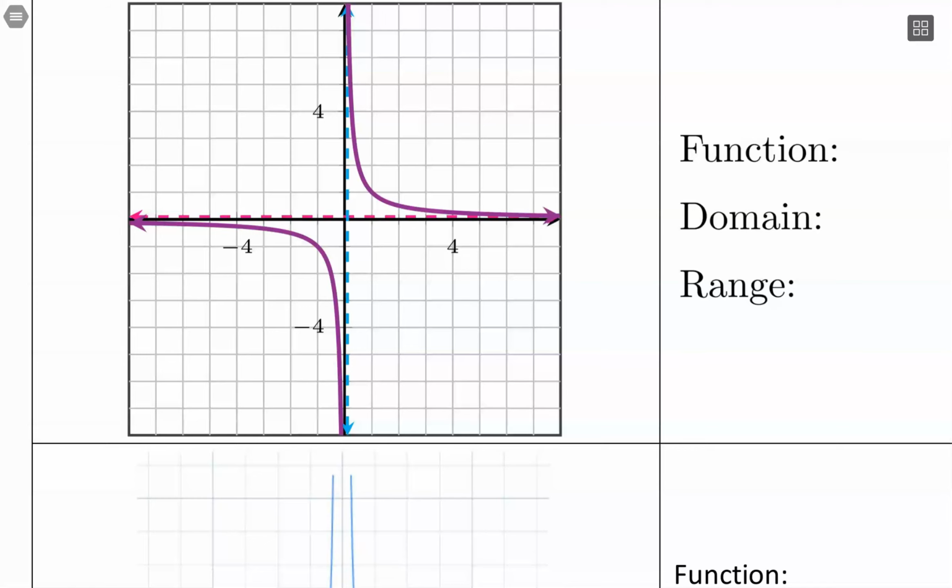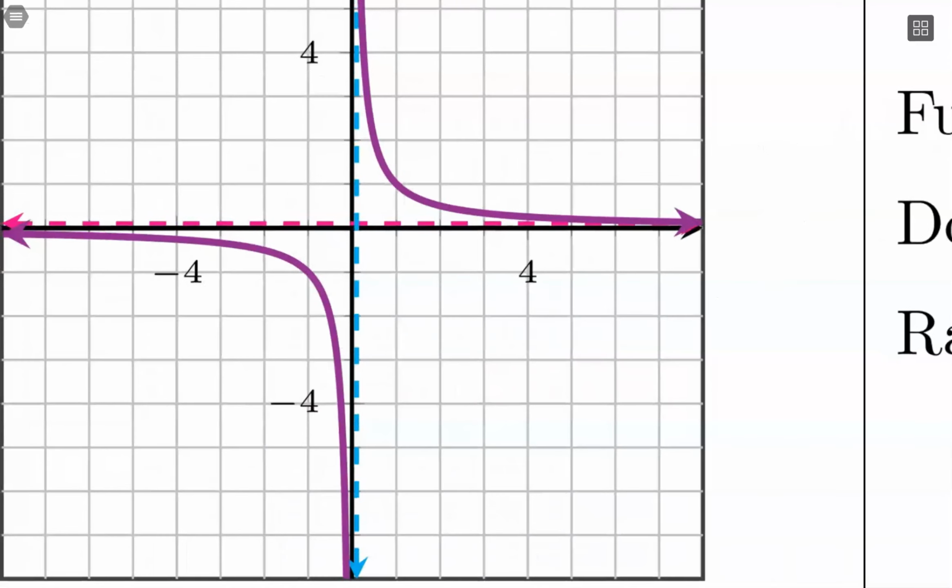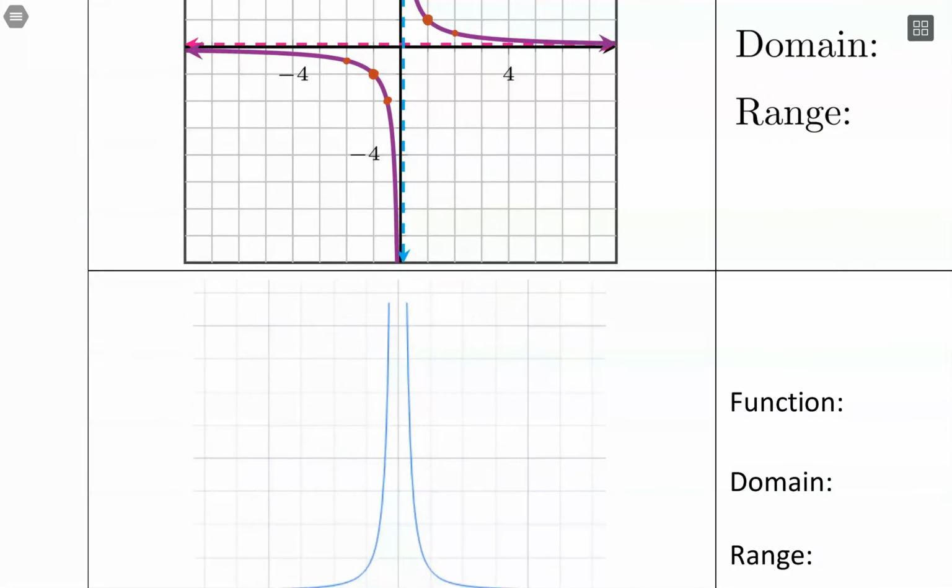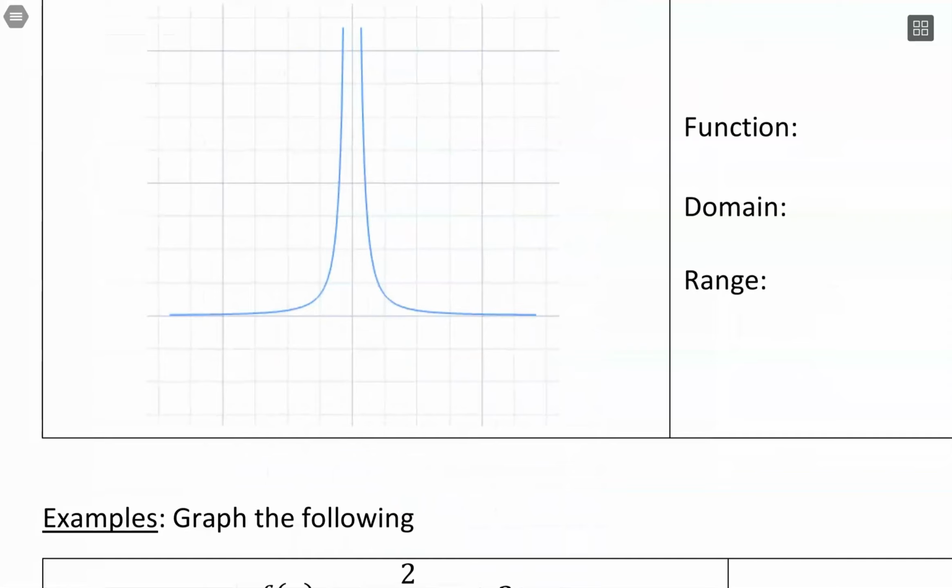Some other important points, once 1 over x, the points I track. So there's (1, 1) and (negative 1, negative 1). I also think of at a half, you're at 2, and at 2, you're at a half. And same thing on the negative side, so I kind of keep those in mind as well for a rational function.